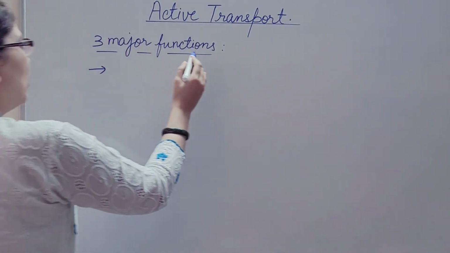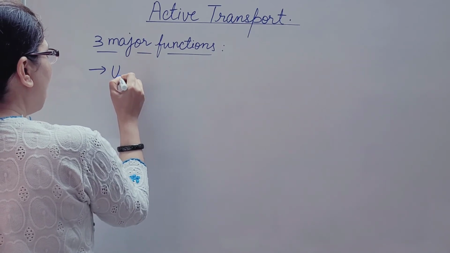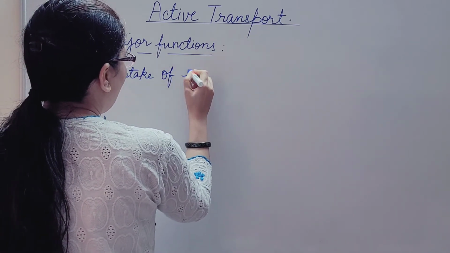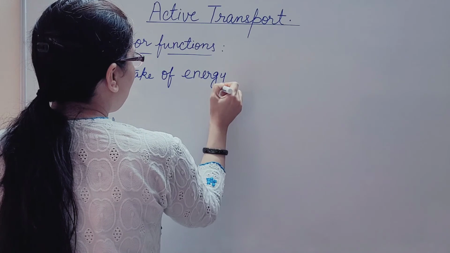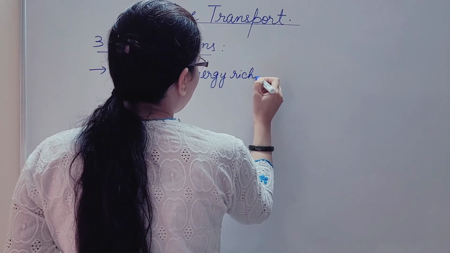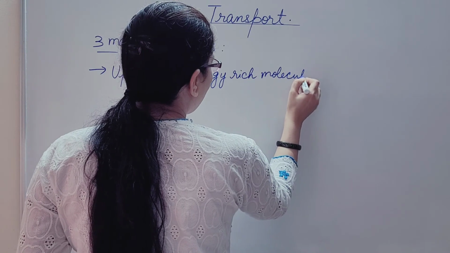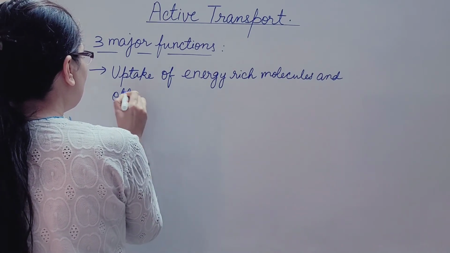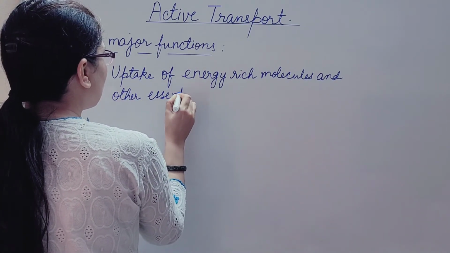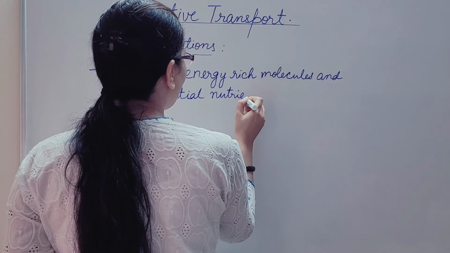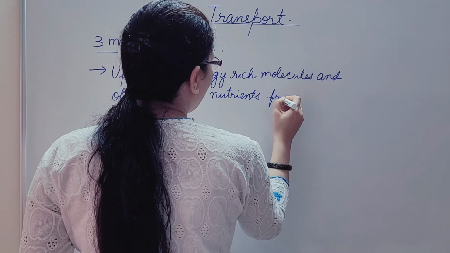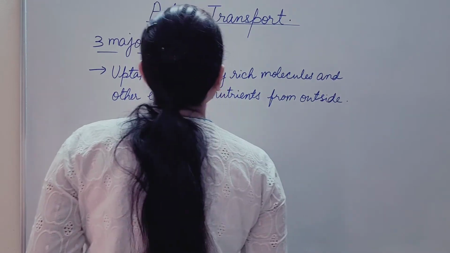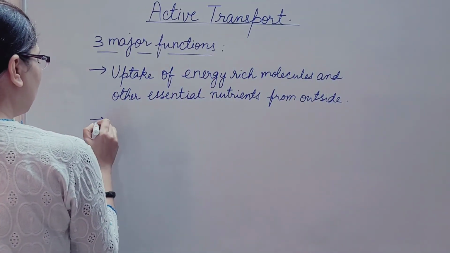Active transport performs three major functions in the cells and organelles. First is the uptake of energy-rich molecules and other essential nutrients from outside, even though the concentration is low outside compared to the inside.